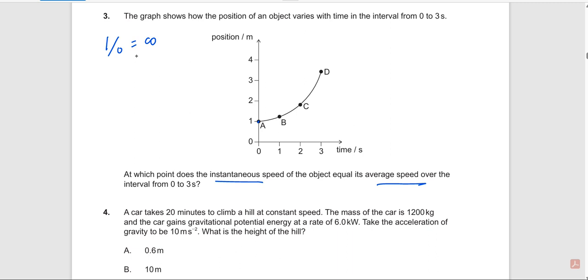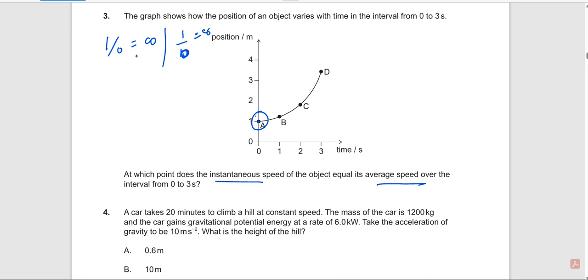But if I take the average speed, the total displacement of the particle is 1 and time taken is also 0. But it is not defined over here. So 1 by 0, which is also infinity, but the infinity is not defined, so we cannot consider point A. Let us consider point B here.